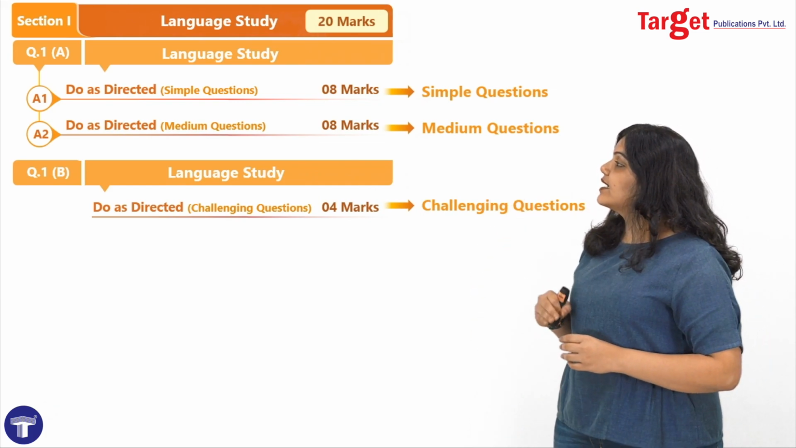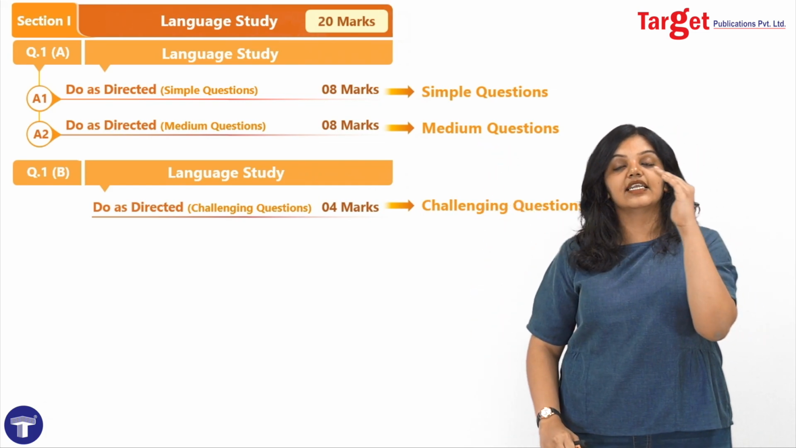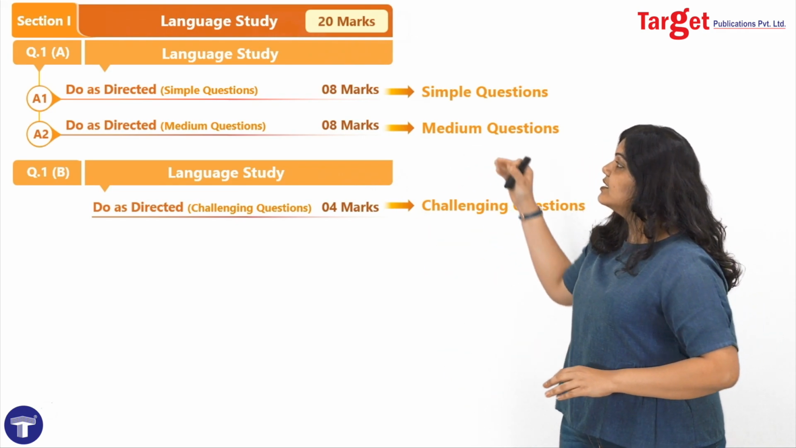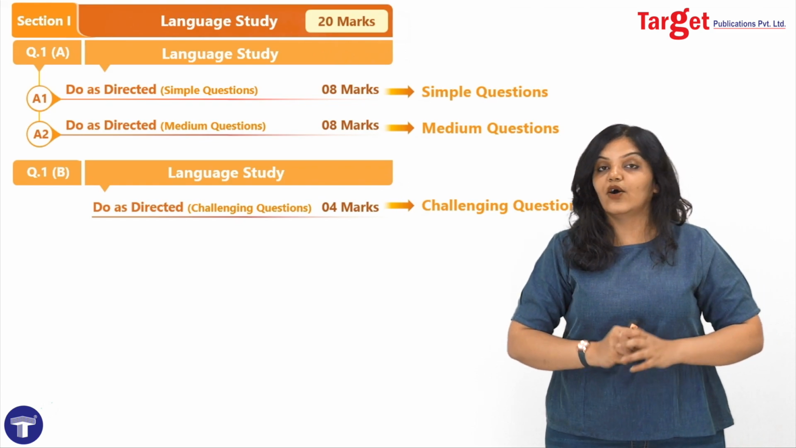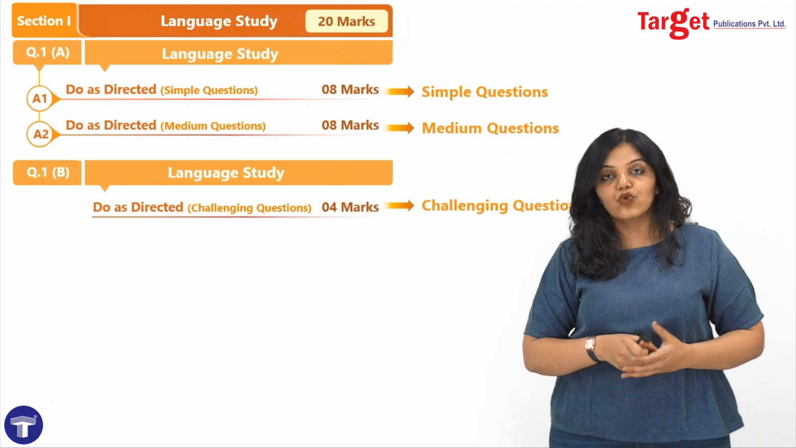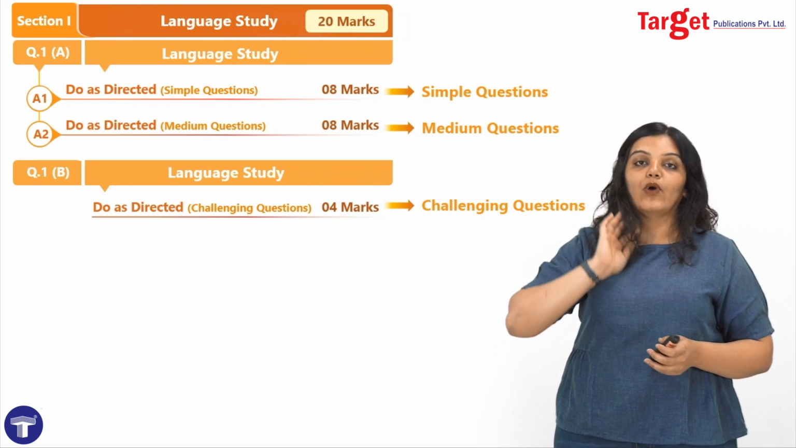So the do as directed in each of these questions increases in its level of difficulty, as you can see, and together these 3 will fetch you a total of 20 marks, with 8 marks each for A1 and A2 and 4 marks for question 1B.